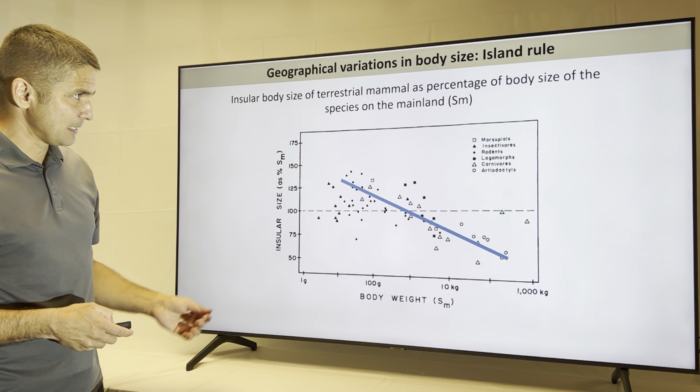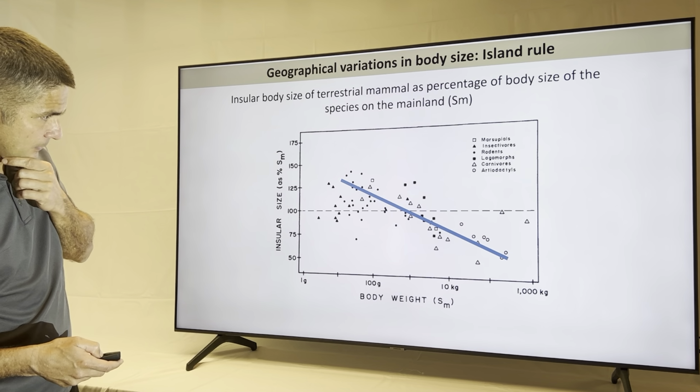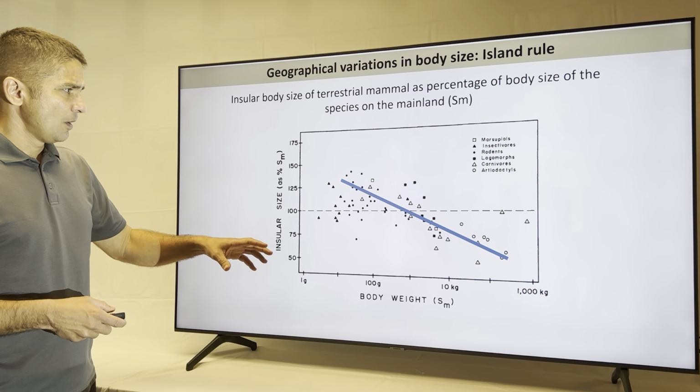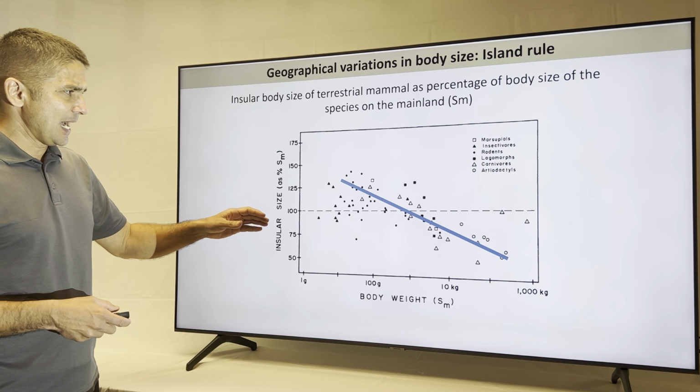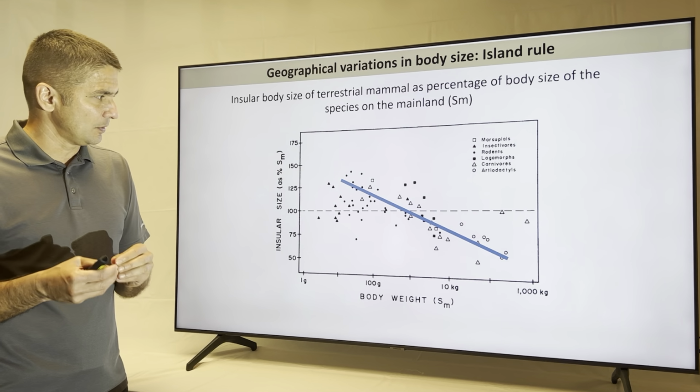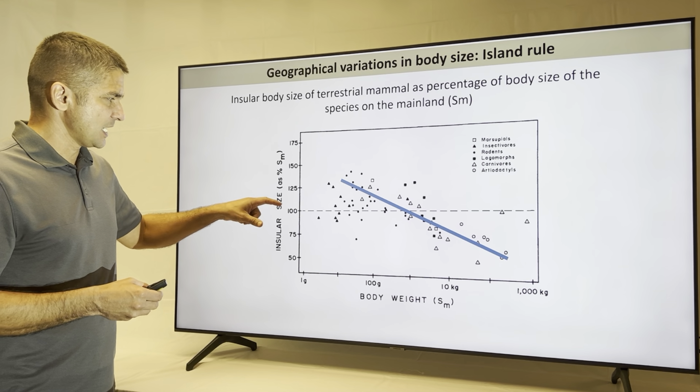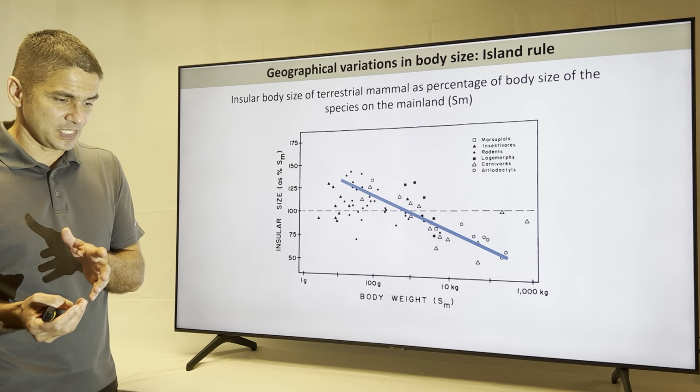So here is an example. For instance, do I have the name of who did this? I guess not. But this is a general case example of species that have been found on islands that are also on the continents. And here what you see is the ratio of the difference in body size between the species on those islands and the species on the continent.